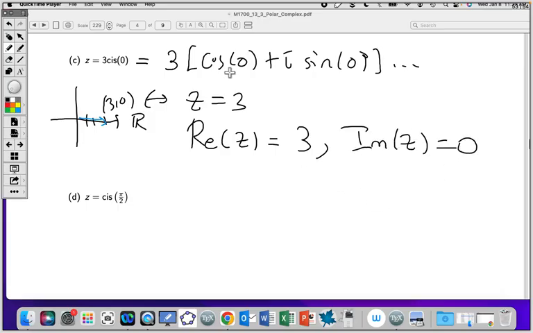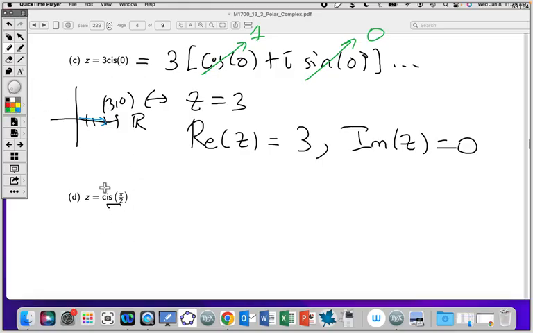Now once again, if you went through the process, you could see this happening. This is just really one step away. Cosine of 0 is 1. Sine of 0 is 0. 3 times 1 is 3. But you want to start thinking of these r cis thetas, taking them back to the polar coordinates. Same thing down here with part D.